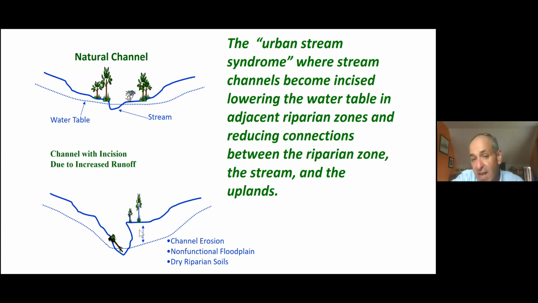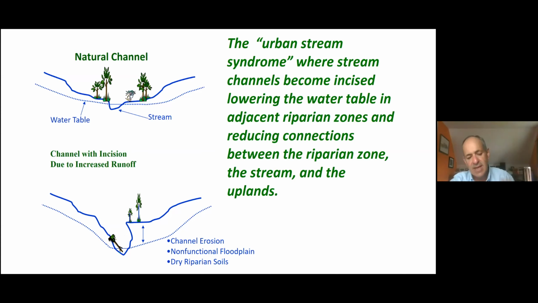So all those connections that you see at the top are broken. The water table is deeper, so you don't have that groundwater filtering function. You don't have much flooding for the stream to feed the riparian zone. You have much less organic matter from the riparian zone feeding the stream, and you just have basically the urban stream syndrome as it plays out in riparian zones.